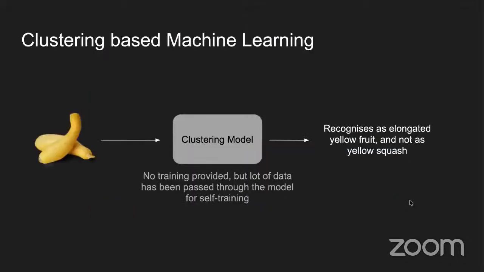So essentially, let's say I was to pass this photo into a clustering model or an unsupervised learning model, right? There's no training data provided. This is actually the photo of a yellow squash, right? But what the model would recognize out of this photo is a fruit that is elongated and yellow in color. So it would recognize it as an elongated yellow fruit, but there is no way this unsupervised machine learning model can recognize this as a yellow squash because there is no label. There's simply no way it can do it.